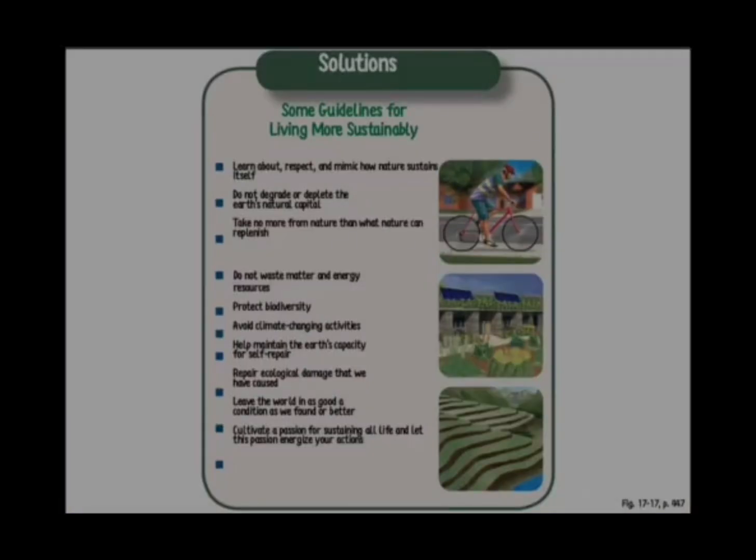Solutions. Some guidelines for living more sustainably. Learn about, respect, and mimic how nature sustains itself. Do not degrade or deplete the Earth's natural capital. Take no more from nature than what nature can replenish. Do not waste matter and energy resources. Protect biodiversity. Avoid climate change activities. Help maintain the Earth's capacity for self-repair. Repair the ecological damage that we have caused. Leave the world in as good a condition as we found it, or better.